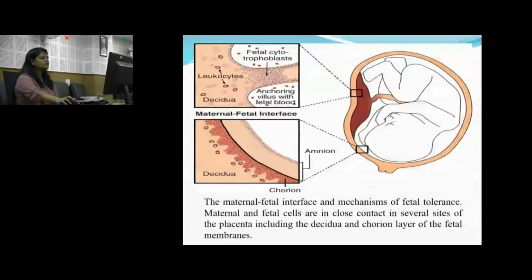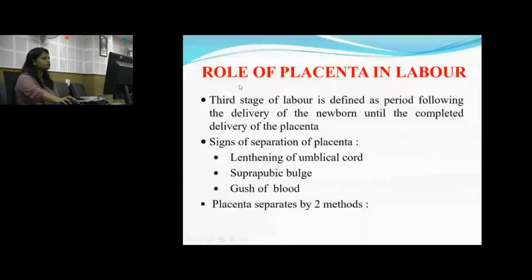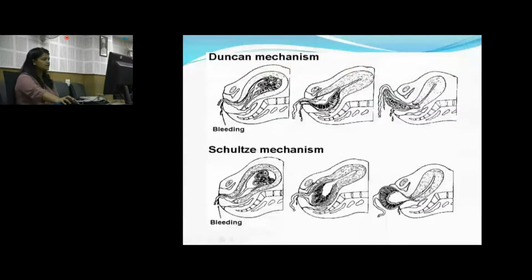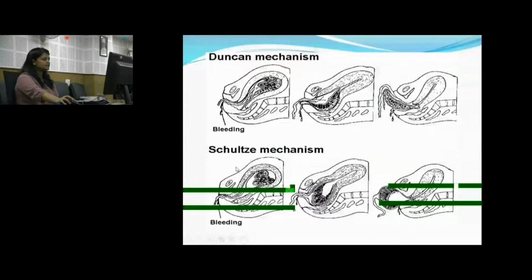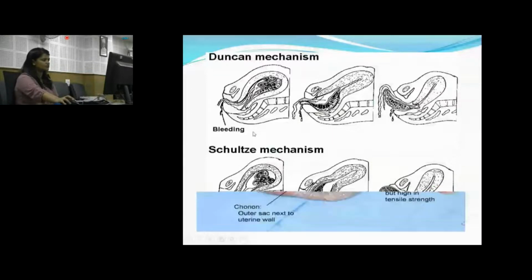Now, what is the role of the placenta in labor? It is very important in the third stage of labor, where after the delivery of the baby, we see the placenta separate by three signs: lengthening of the umbilical cord, suprapubic bulge, and gush of blood. The placenta separates by two mechanisms. First is the Duncan method, and another is Schultze's mechanism. The Schultze separation is central separation, and the Duncan is marginal separation.